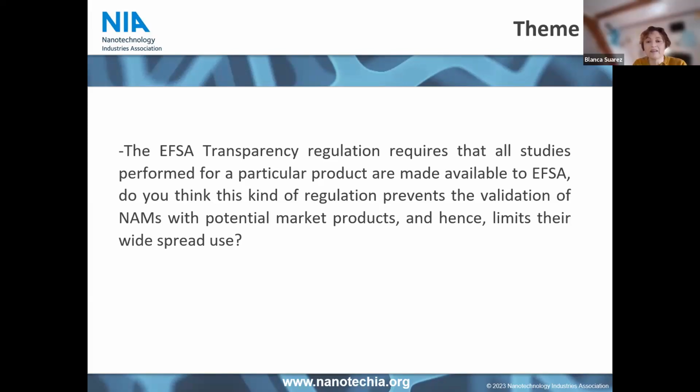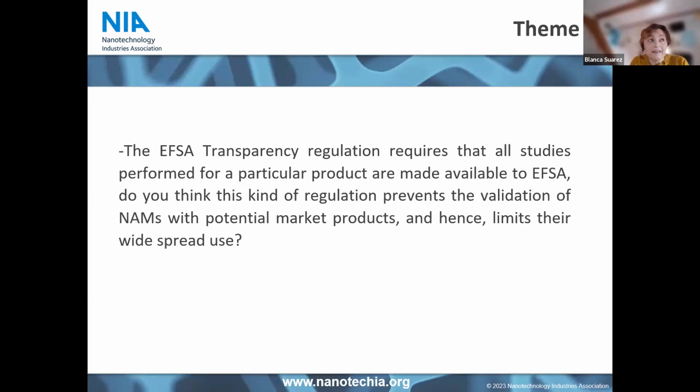Yeah, thank you, Tommaso. And this is also being discussed at ECHA as well. So it may also appear there too, following the EFSA experience. And yeah, they are looking into that as well. But sorry, I don't really understand why this would prevent the validation of NAMs.